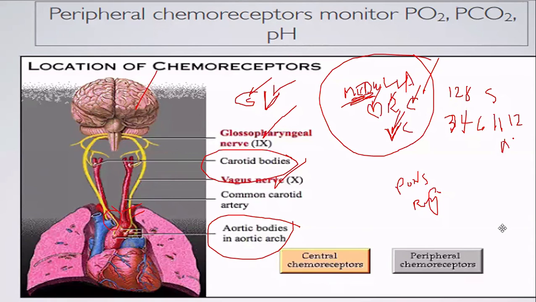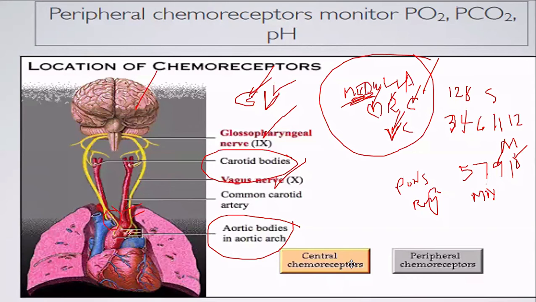Sensory, motor nerves. While 5, 7, 9, and 10 are mixed, sensory and motor. And you know that the glossopharyngeal and the vagus are the 9 and then the 10. Glossopharyngeal is 9, vagus is the 10. So therefore, mixed sensory and motor.